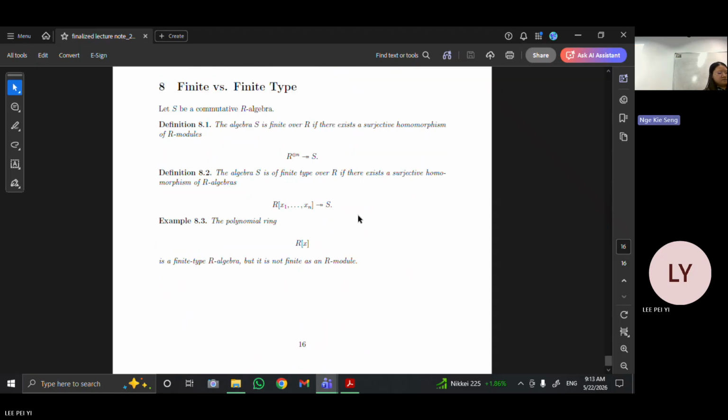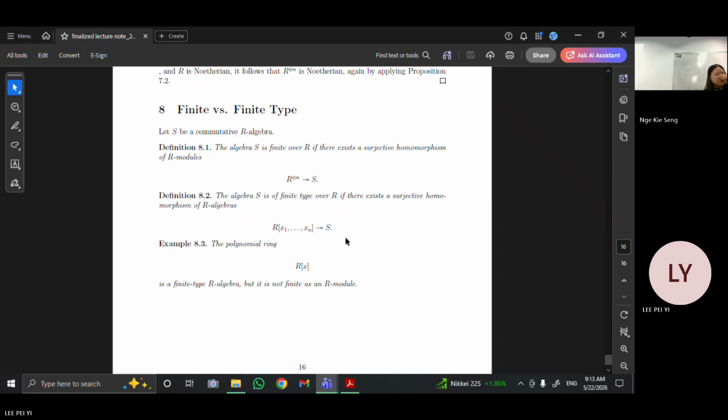So finite type, what's the end? Sorry? It says finite type, right? Yeah. How do you define finite type? So then the surjective homomorphism of algebra. Yeah. You can write down what you say. Why is it not finite? Finite is an R algebra just because you can map R[x] to R[x].